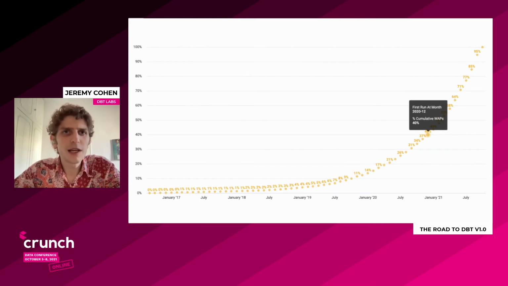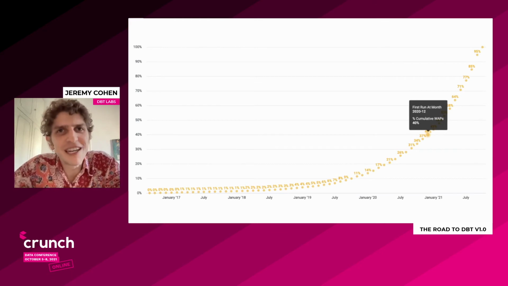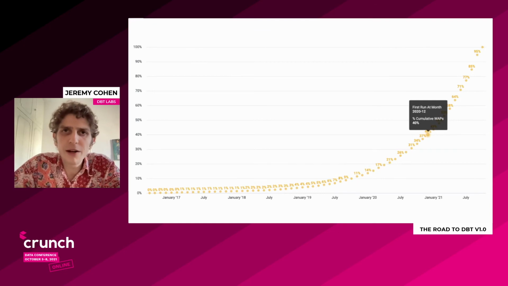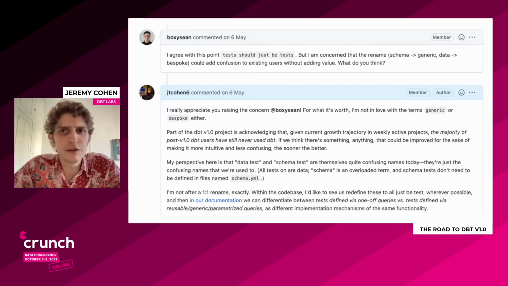The majority of users today, the majority of weekly active projects, started using dbt this year. They never knew that snapshots were once called archives, or all of the other things that we've renamed and reworked over the course of time. So if there's a time to pick better names, even at the risk of some confusion, that time is now.